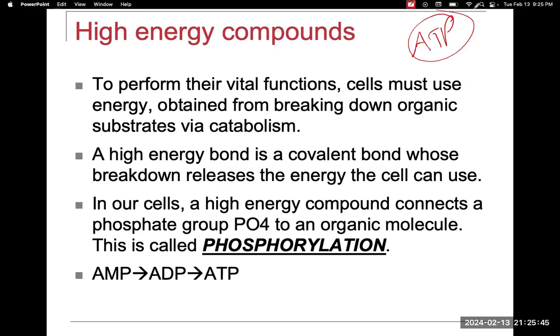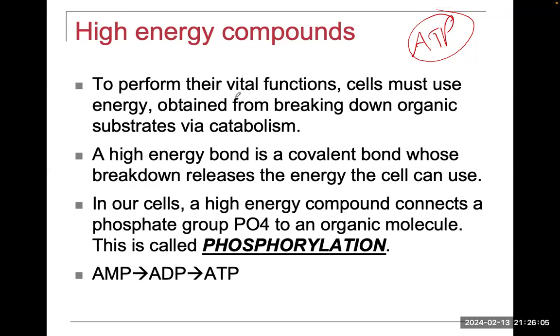So to perform the vital functions, the cells must use energy. And where are they going to get the energy? From breaking down organic substrates by catabolism. It's going to break down proteins and break down carbohydrates and break down fats. The body always wants to use carbohydrates first for fuel. Then it's going to break down fats and lipids.